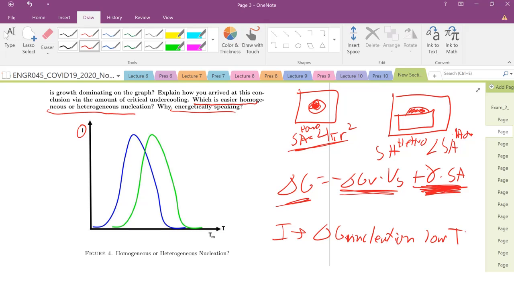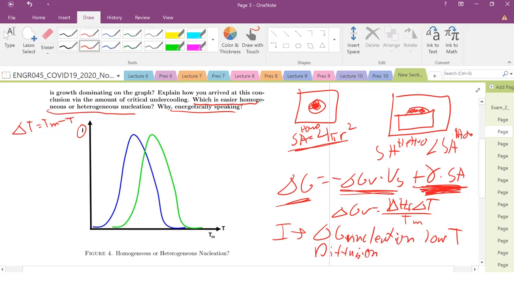So delta GV, remember, is equal to delta HF times delta T, the amount of undercooling, where delta T is Tm minus T over Tm. So the more undercooling we have, the larger the driving force for nucleation. So nucleation will dominate at low T, and we have diffusion, because we need to diffuse particles in order to nucleate. Our diffusion will dominate at high T. So high T corresponds to low delta T, and low T corresponds to high delta T. Excellent. So let's look at this curve.